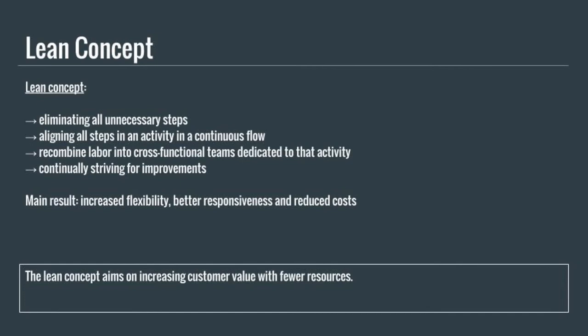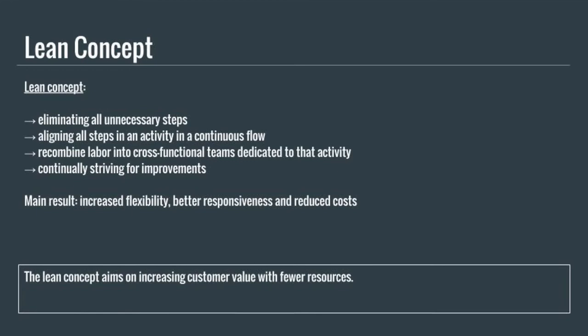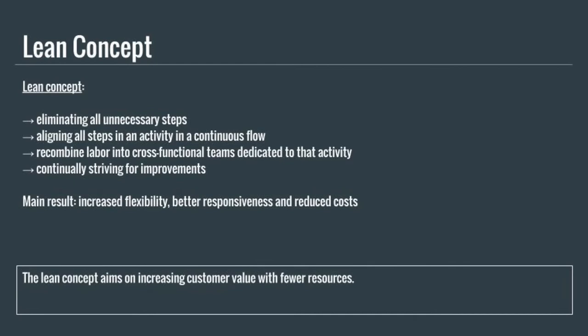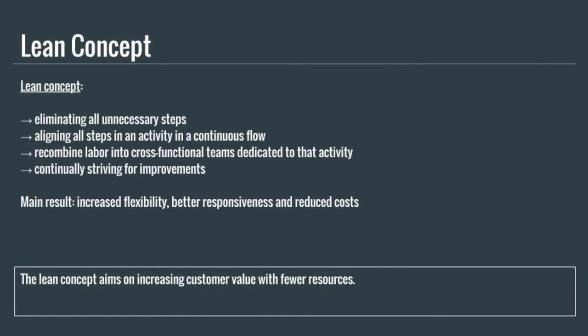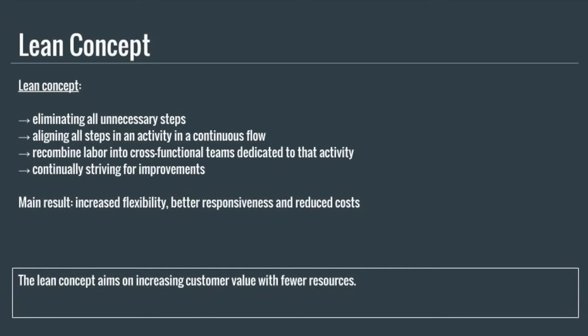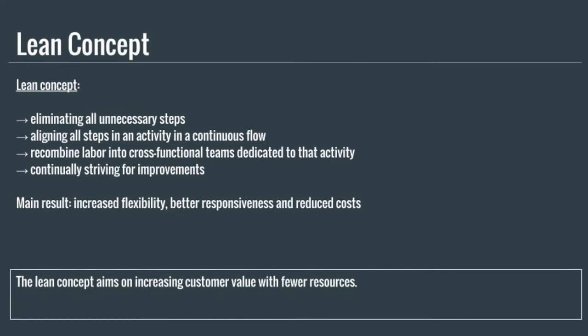So before we start analyzing the articles, we will briefly touch upon the concept of lean. Lean aims at increasing customer value while using fewer resources. The main aspects of lean are that it aims at eliminating waste, such as man hours or transportation time, in an organization. Furthermore, in order to increase the positive effects of lean, all the steps in all the activities need to be aligned so that the materials move in a continuous flow.